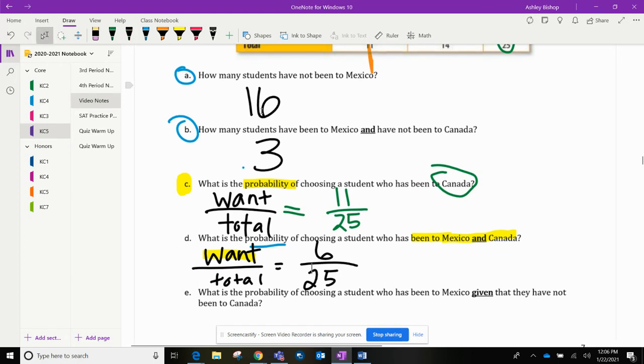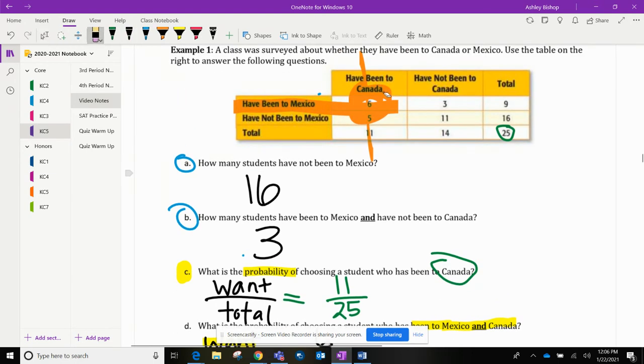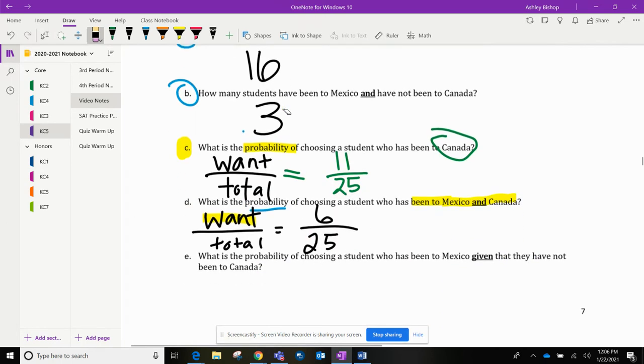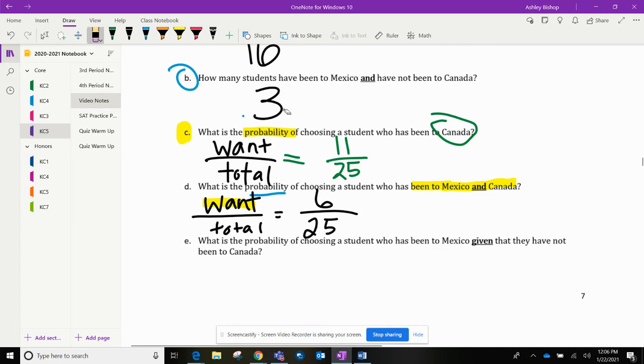Okay. Now let me erase what's going on here. This next question is completely different. So make sure that you understand this part carefully. What is the probability of choosing a student who has been to Mexico given, this word given is so important, that they have not been to Canada?